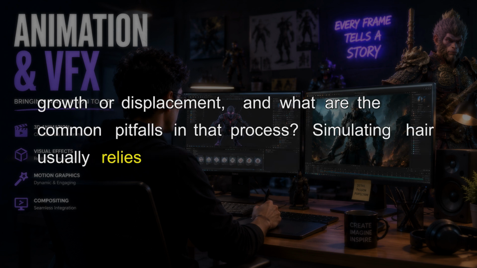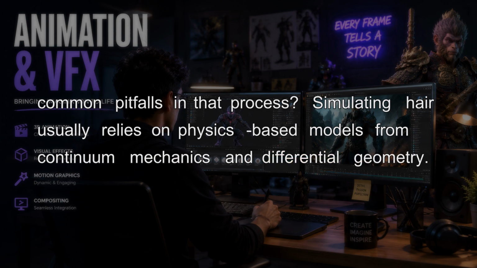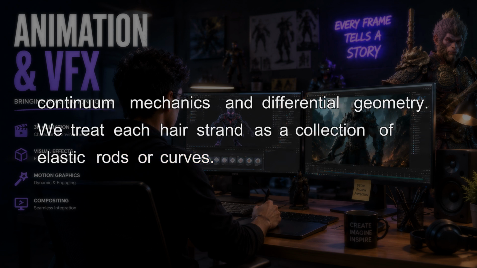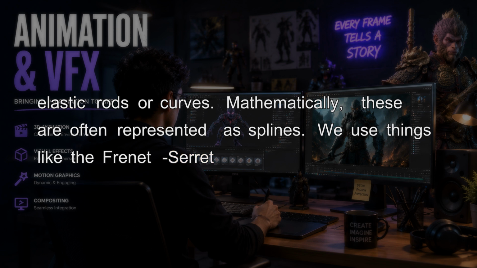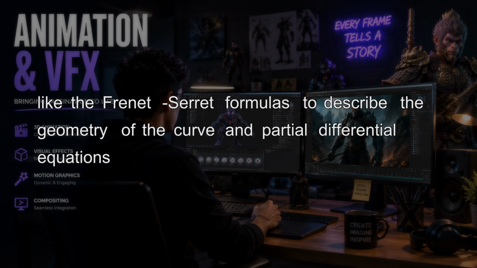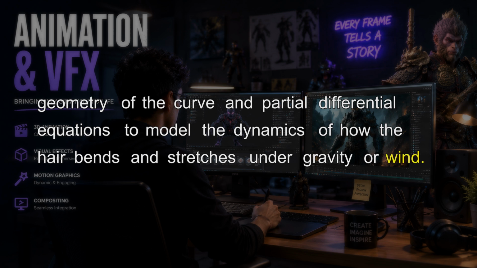Simulating hair usually relies on physics-based models from continuum mechanics and differential geometry. We treat each hair strand as a collection of elastic rods or curves. Mathematically, these are often represented as splines. We use things like the Frenet-Serret formulas to describe the geometry of the curve and partial differential equations to model the dynamics of how the hair bends and stretches under gravity or wind.